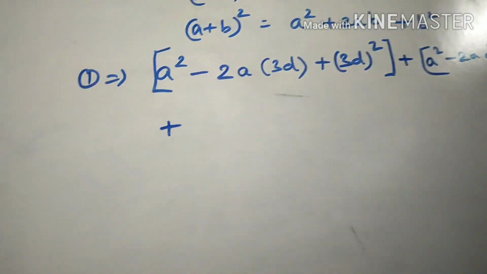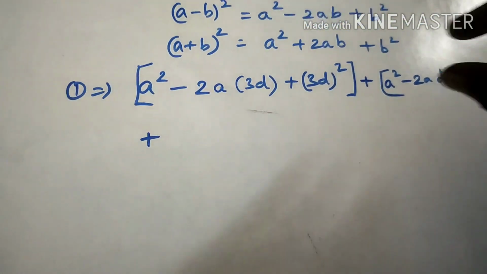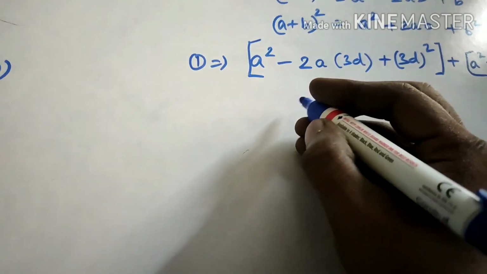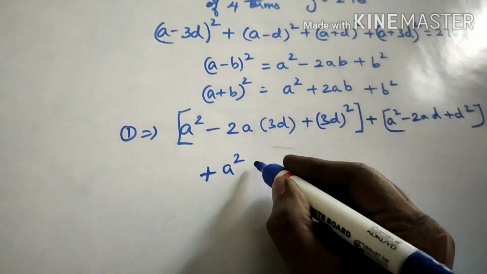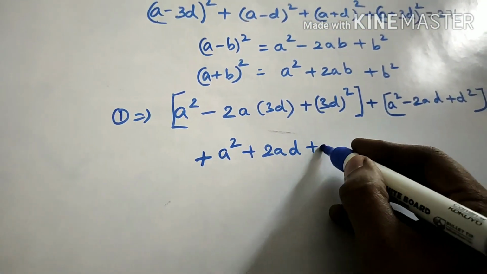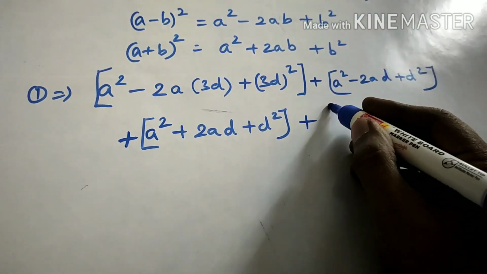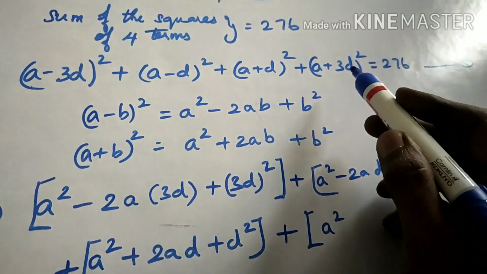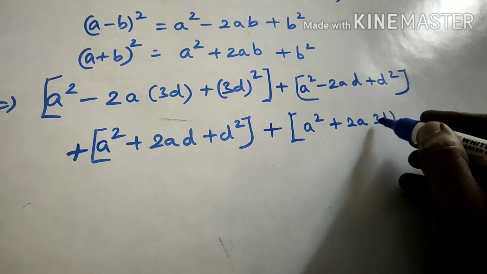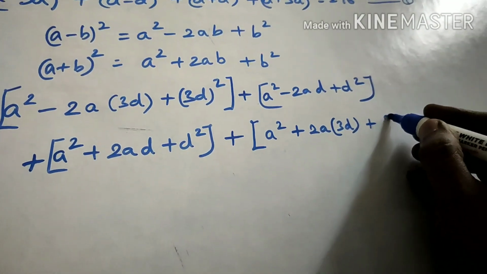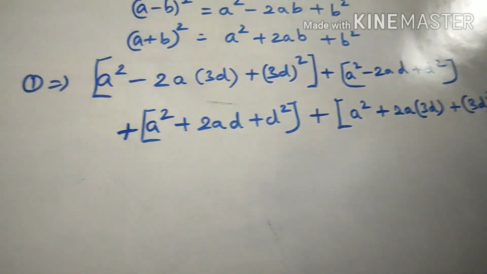Same step. Why I am writing below is, in the exam the space will not be enough to write in a single line. Okay, so I am writing below. That's not a problem. So I am going to expand this. a square plus 2ad plus d square. Next plus a square, see here, a plus b whole square: a square plus 2ab plus b square, that is 3d whole square. Okay, equal to 276. Right?